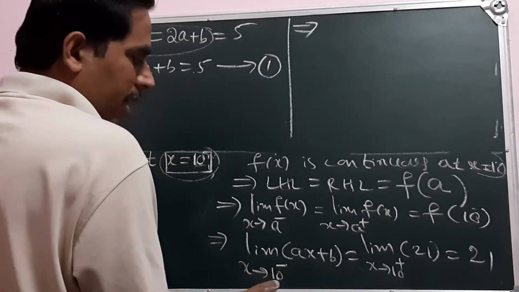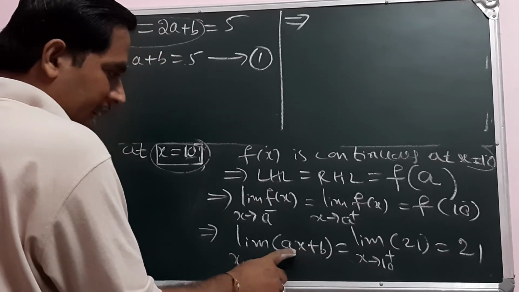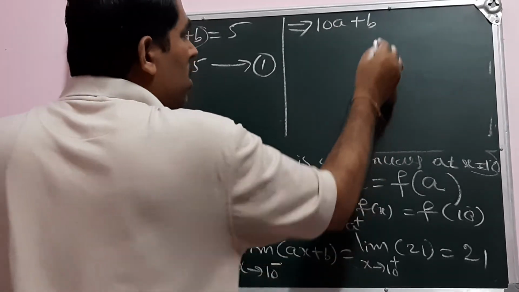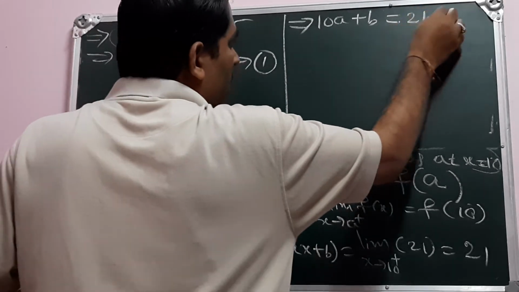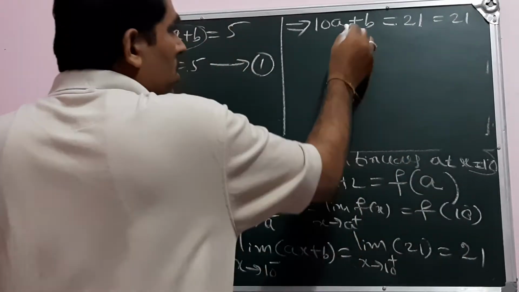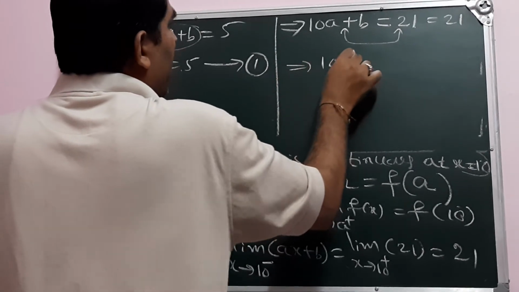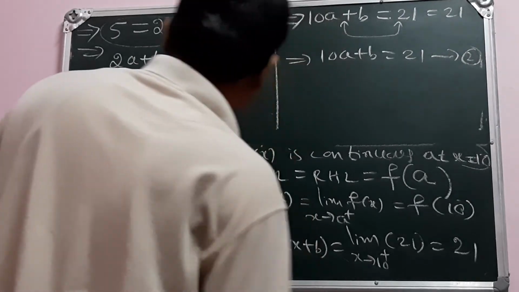See, I will apply the limit here as x tends to 10. 10 instead of x, I will write 10. See, 10a plus b. So I will get 10a plus b is equal to, once again, limit of a constant function is constant only, so that is 21. Then I will write this 21 as it is. So now, see, 10a plus b is equal to 21. Let me call this equation 2.